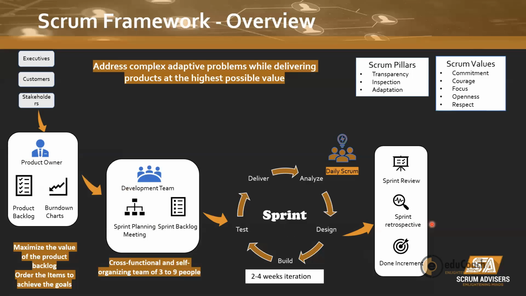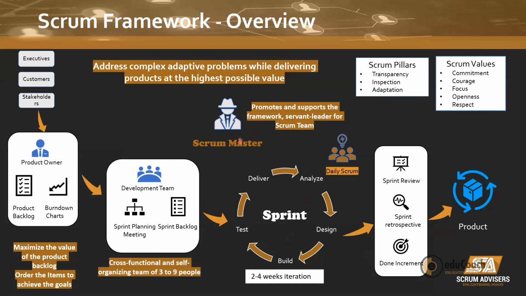And finally, of course, we have the product increment that we've been talking of. At the end of each sprint, we have a potentially reusable product increment. So the different Scrum roles that we talked of: the product owner, who is the owner of the product backlog; the development team, who owns the sprint backlog and does the work required to deliver the product increment in each sprint. And finally, the Scrum Master, who promotes and supports the framework and is the servant leader to the Scrum team.